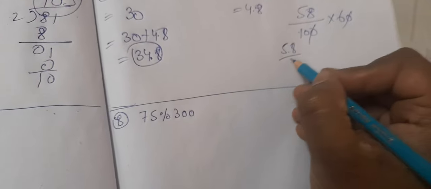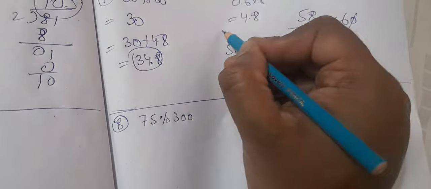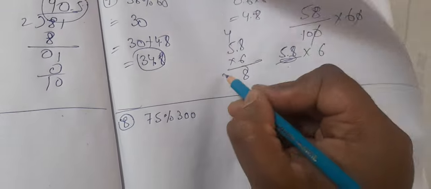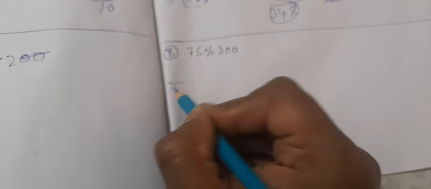5.8 into 6, that would be 6 8s are 48, 5 6s are 30, so 34.8. See this. Okay, now come to another example, 75% of 300. 10% of 300 is 30.